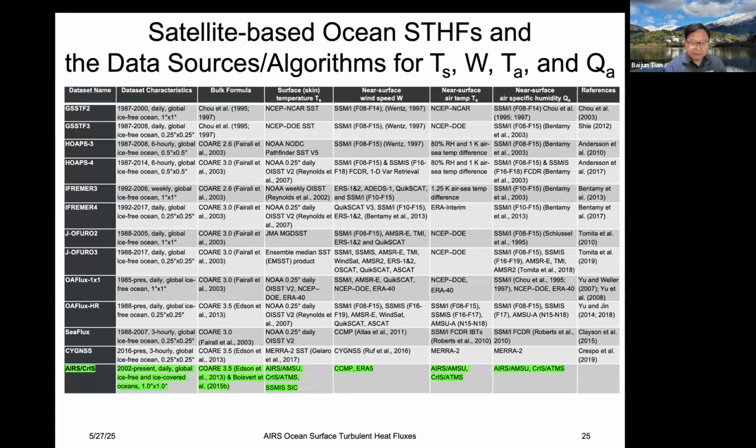The idea is to provide this daily and monthly data set, daily global ice-free and ice-covered oceans at 1 degree from 2002 to present, which is another satellite data set to complement the existing satellite-based ocean heat flux products.